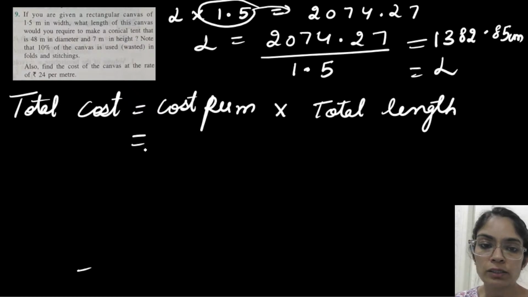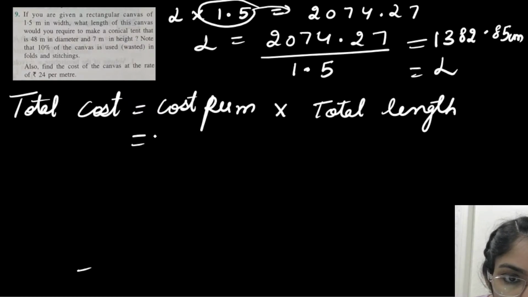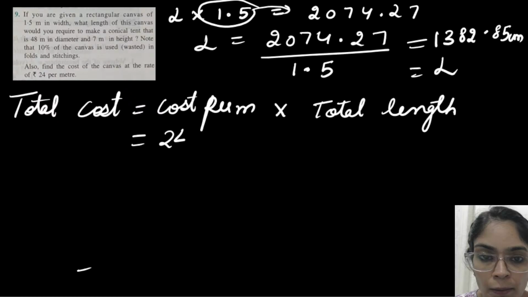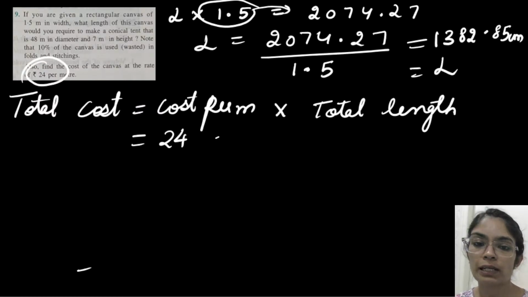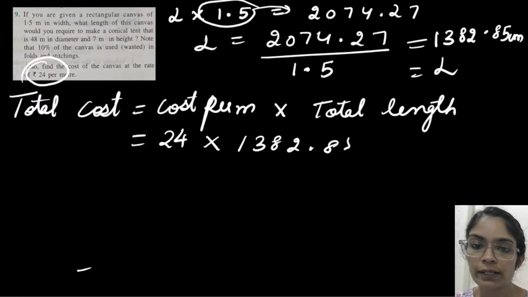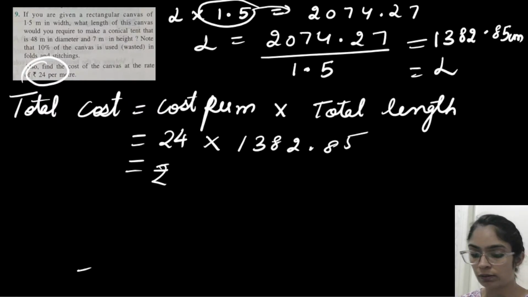So the per meter cost is given to us in the question. This is rupees 24 per meter. So per meter cost is rupees 24 and the length we have found just now, 1382.85. So if you multiply this you will be getting the total cost. So what is the total cost? Multiply this and tell me the answer. What is the total cost?